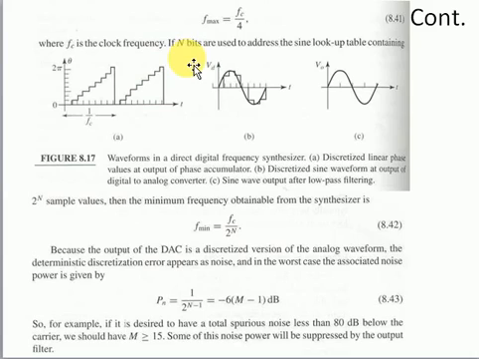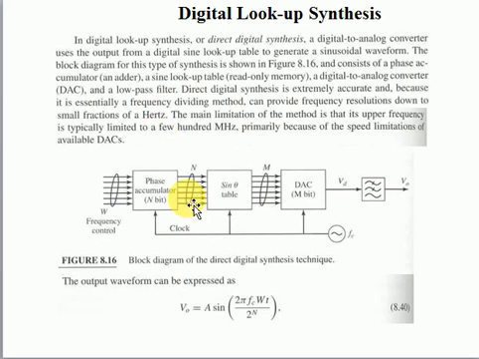If n bits are used to address the sine lookup table containing 2 to the power n sample values, then the minimum frequency obtainable from the synthesizer is f min is equal to fc upon 2 to the power n, where fc is the clock frequency.